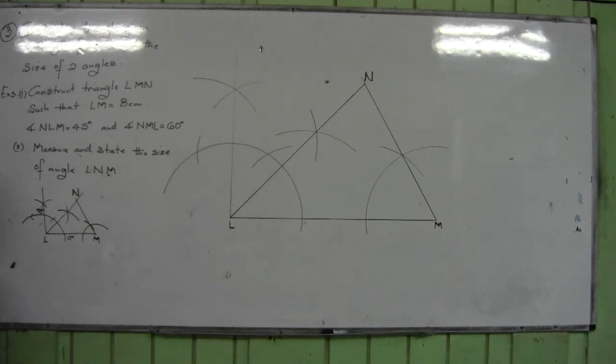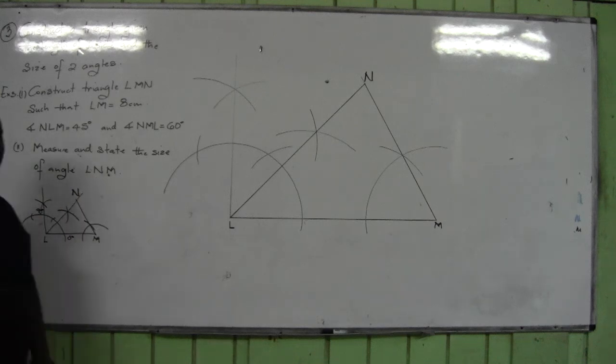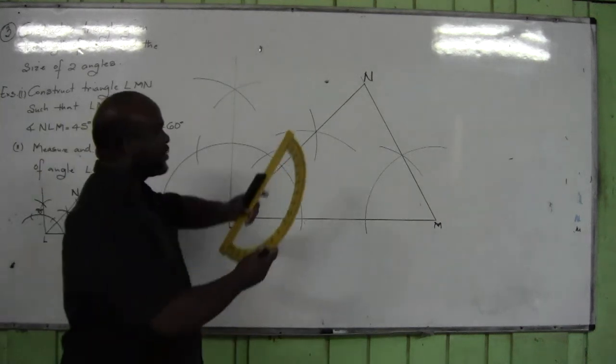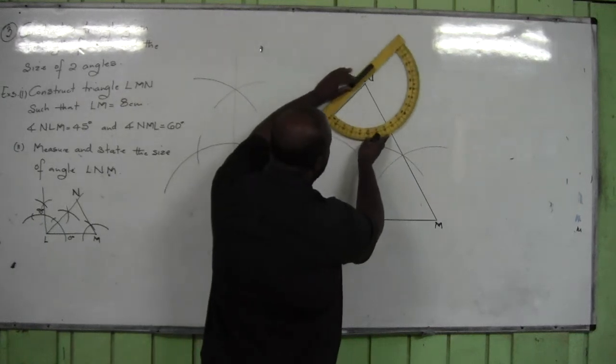So the last step, what is the last step? Measure. Measure and state the size of angle LNM, which is actually angle N. So let's measure N. I showed you how to do that already. We did one similar to it. Line up your protractor like that.